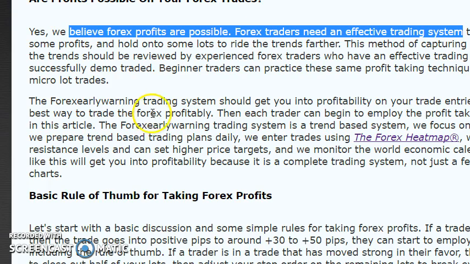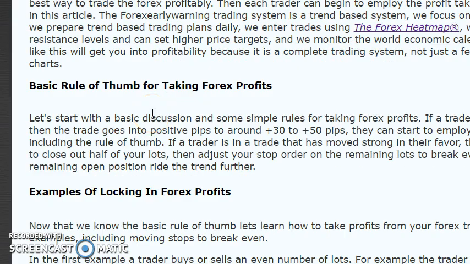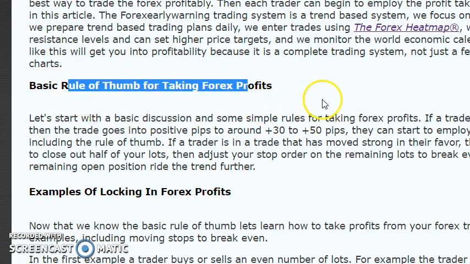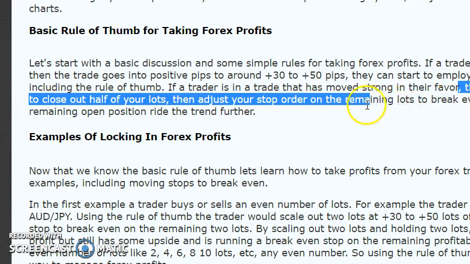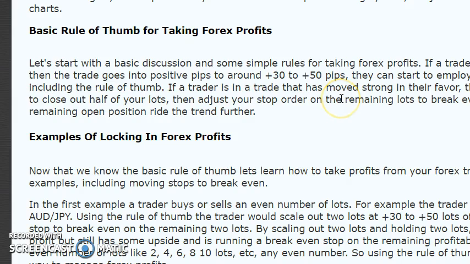But the question is, what do you do with the profits once you get them? Well, one thing we want to do is talk about our basic rule of thumb for profit taking. For any profitable trade you get into, we have a basic set of rules for getting out of the trade profitably. If you're in any trade, and you go into positive pips by 30 to 50 pips, you can start to use the techniques in this lesson. Basically, the first rule is that if you get to plus 30 or 50 pips positive on a trade, you scale out half of your lots and adjust your stop order on the remaining lots to break even.